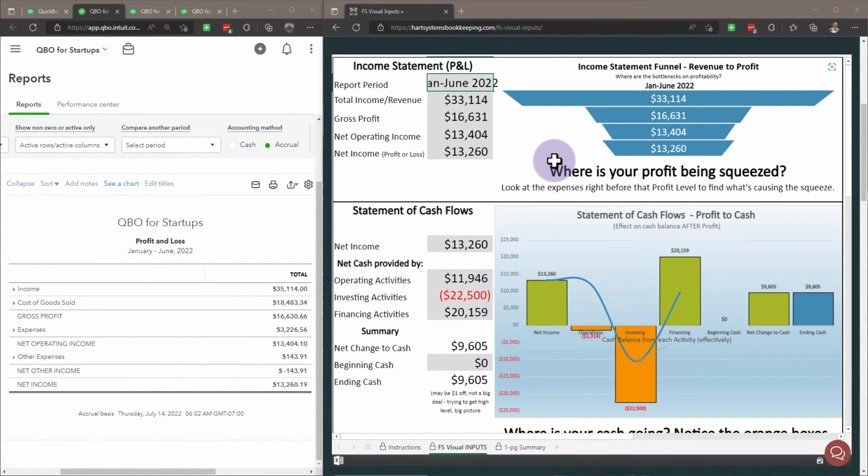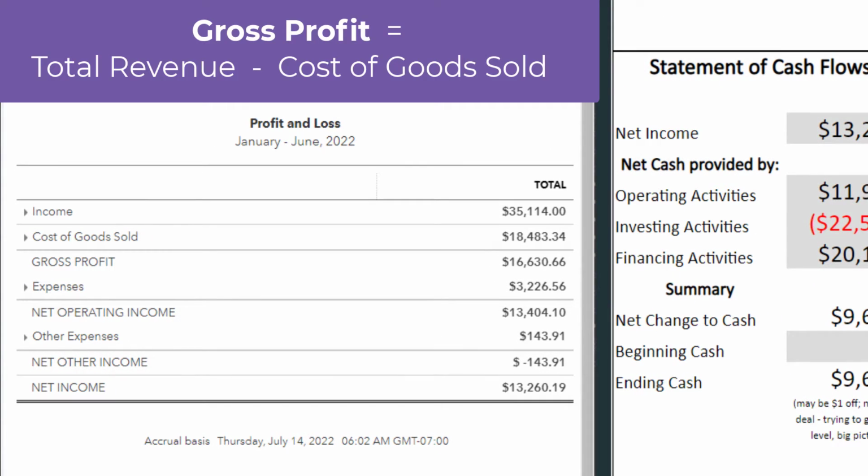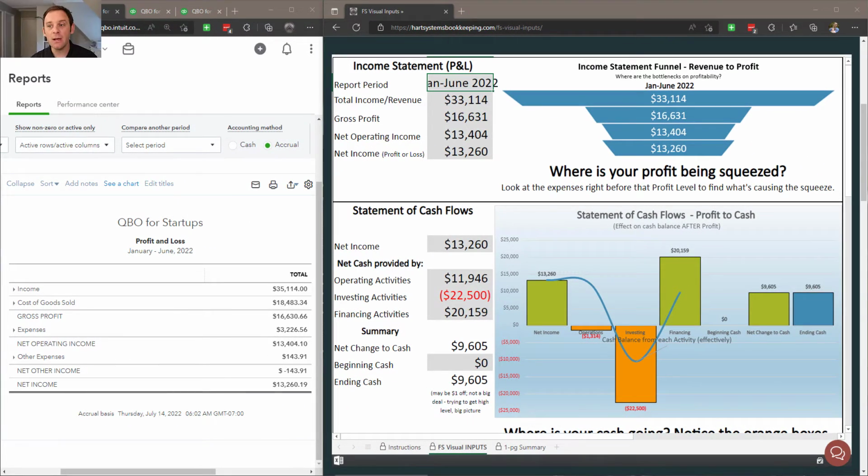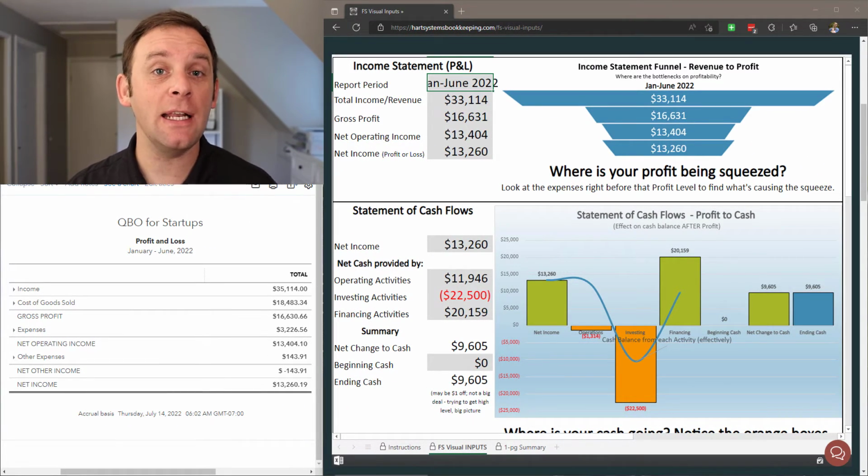So what do I mean? First of all, what is gross profit? Gross profit is total revenue minus cost of goods sold, COGS, or direct costs. That's the stuff that you have to buy in order to do the jobs that are bringing in the money. The rest is indirect cost or overhead. But here at the gross profit level, we're looking at markup and margin.